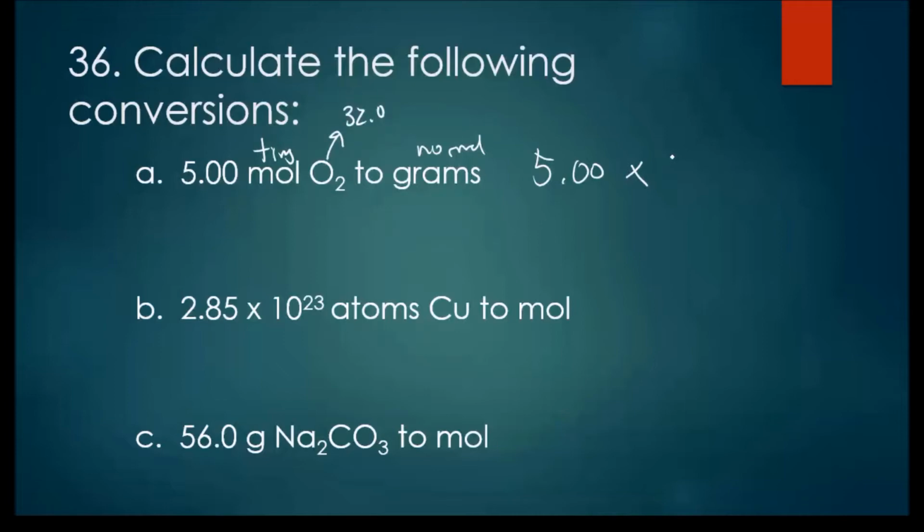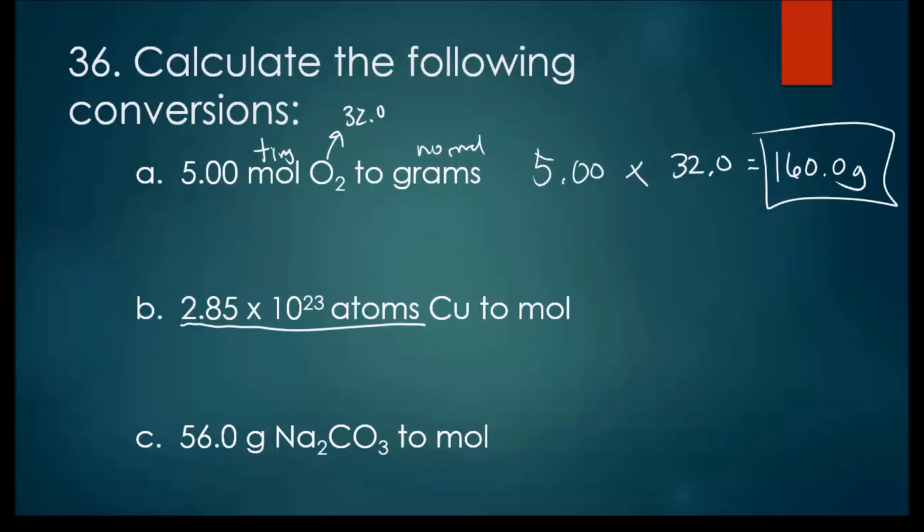So 5 times 32.0 is 160.0 grams. Make sure you have units or else it'll be counted wrong. Good start? Okay.